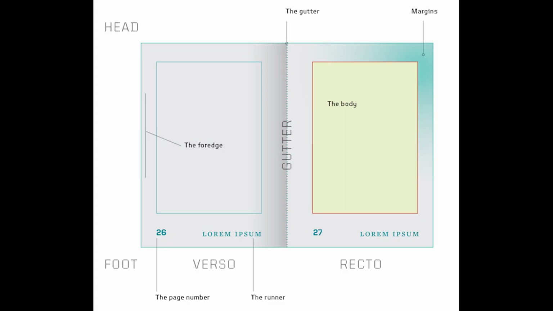It was helpful to learn the terminology regarding grid structures as well, such as the gutter, which is the section in the middle, the margins, which is the space between the edges and the content, the foredge, which is the edges of the pages themselves, and the body, which is the area containing content.